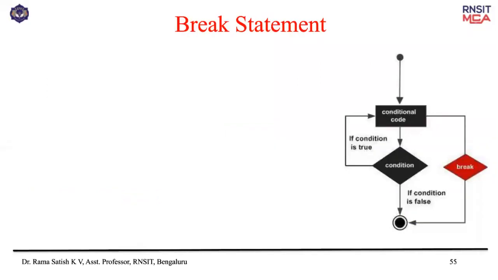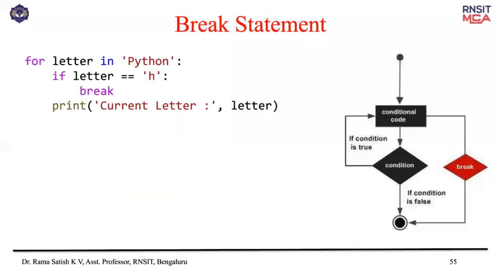So if you look at this example, for letter in Python, that means letter will loop for each character P, Y, T, H, O, N. If the letter becomes H, automatically what happens? It will break. Break means it will come out of the loop. So all the characters except H are printed, that means up to H.